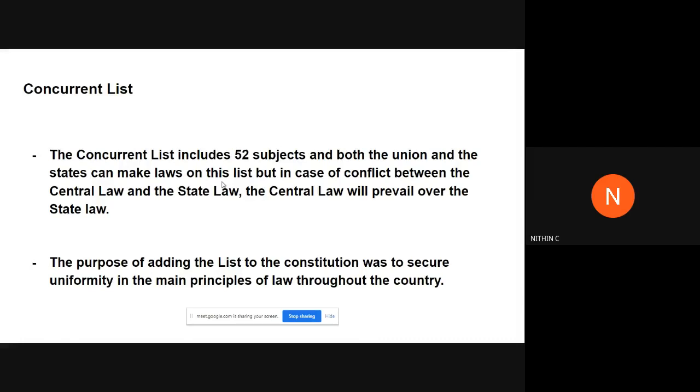So an extra power is actually given to union. Concurrent ലിസ്റ്റിലുള്ള ഏതെങ്കിലും സബ്ജക്റ്റില് സ്റ്റേറ്റും യൂണിയനും ഒരുപോലെ ലോ ക്രിയേറ്റ് ചെയ്യുകയാണെങ്കിൽ the central law will prevail. That state law will be overruled. The purpose of adding the list to the constitution was to secure uniformity in the main principles of law throughout the country.